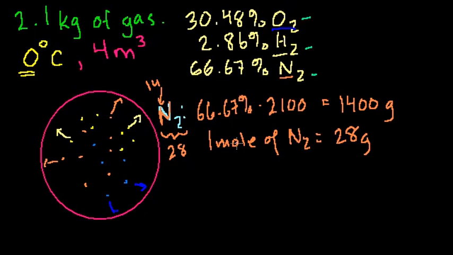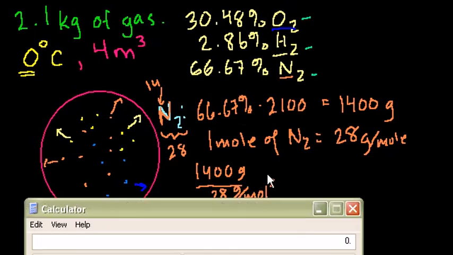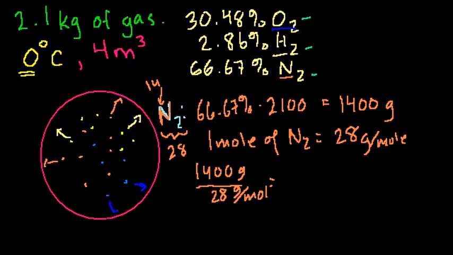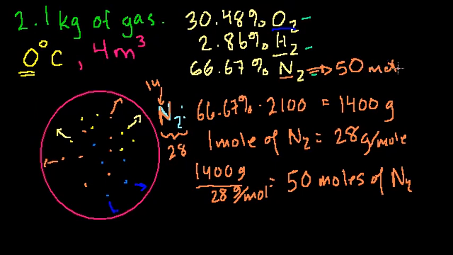So 1 mole is 28 grams. We have 1,400 grams, or we say grams per mole. So if we want to keep our units right, 1,400 total grams divided by 28 grams per mole, and we should get the number of moles. What's 1,400 divided by 28? It is equal to 50. That worked out nicely. So we have 50 moles of N2. So we could write that right there. 50 moles.